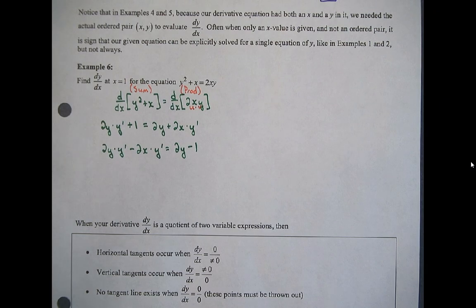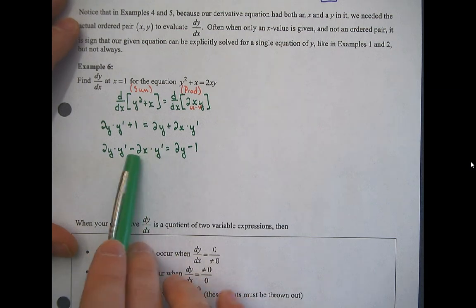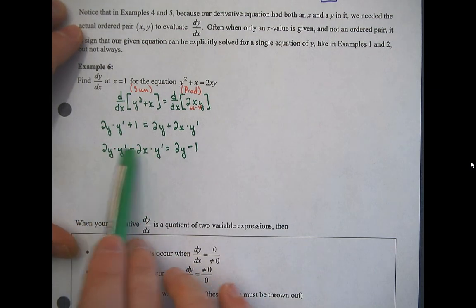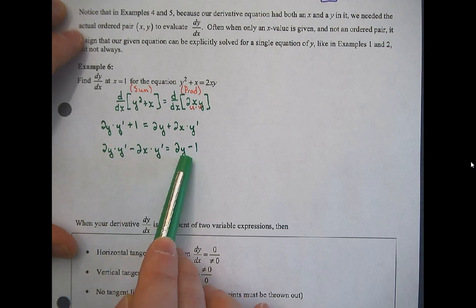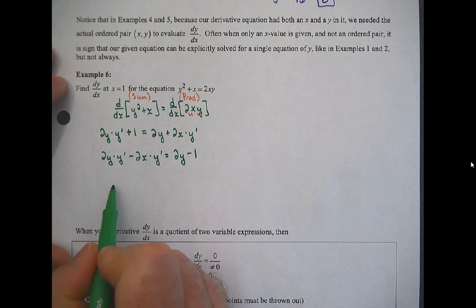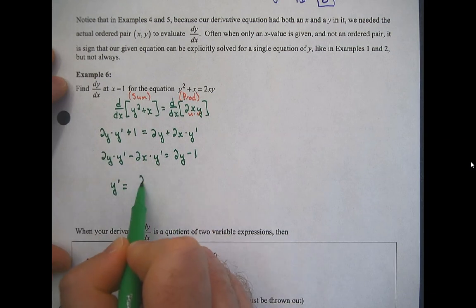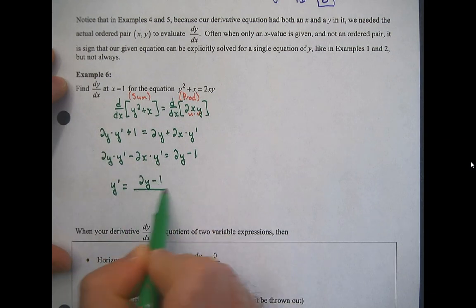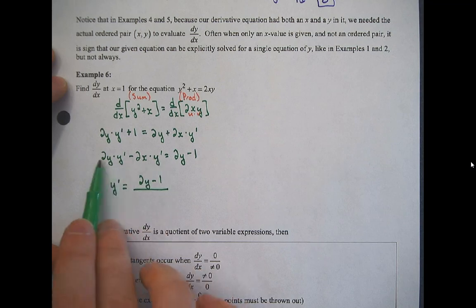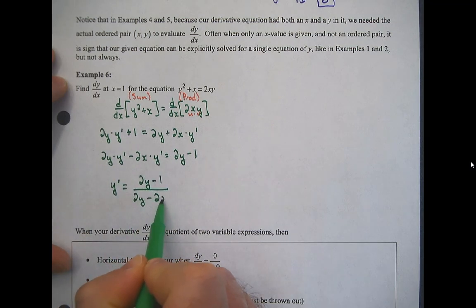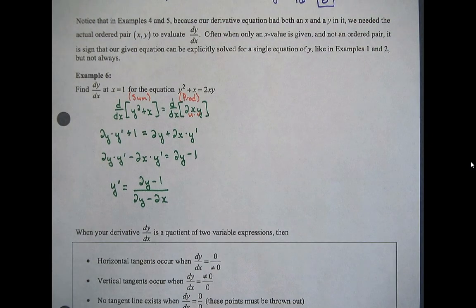Now here's another thing that saves you a little bit of time. Once you have the y prime here, you can just factor it out in your head and then just know that whatever's left over is going to get divided to the other side. So I know it's going to be y prime equals 2y minus 1 over, and then what's attached here is 2y minus 2x, which I'm going to have to divide anyway, so it saves me a step.